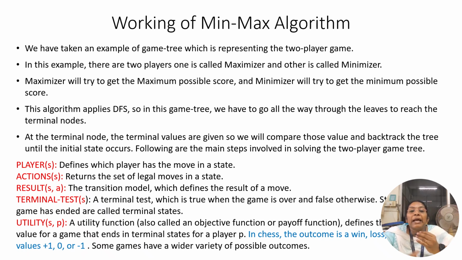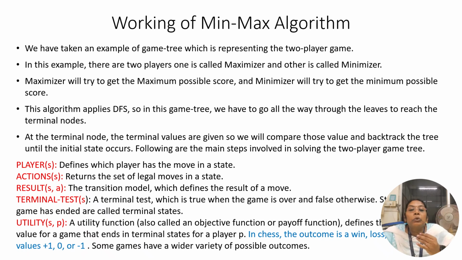As I told you, in a min-max problem you should have an opponent. It is applied with a DFS method, which we saw in normal search AI methodology. It means we go all the way through the leaves to reach the terminal node. From the terminal node, we backtrack with respect to the minimizer and maximizer play, and ultimately reach the initial start point.